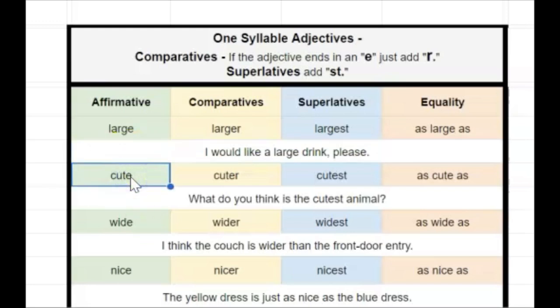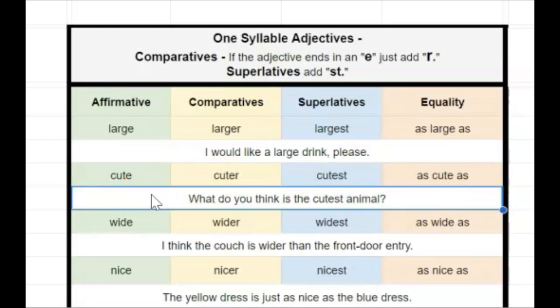The second adjective that ends in E that we have here is cute. And in American English, the T disappears or softens a little bit. It doesn't completely disappear, but cute. The comparative is cuter. And here we have a T to D sound switch or pronunciation switch. So instead of cuter, it's cuter. And superlative is the same pronunciation. Cutest. And equality is as cute as. The example question we have here is, what do you think is the cutest animal?